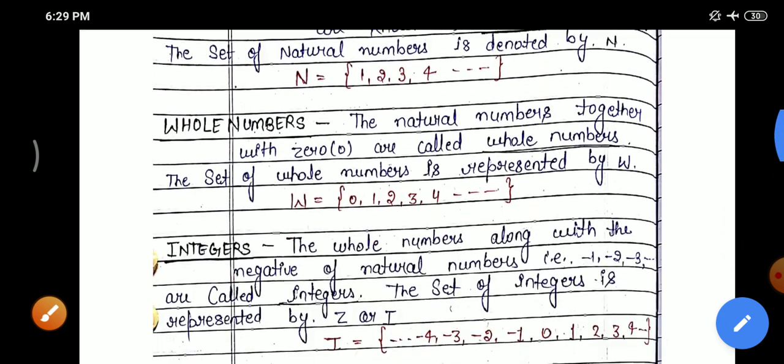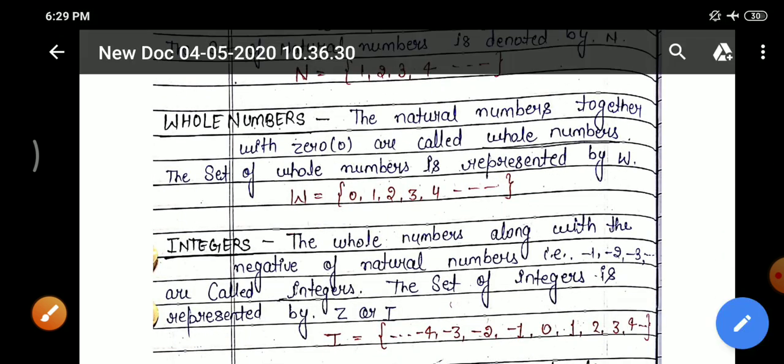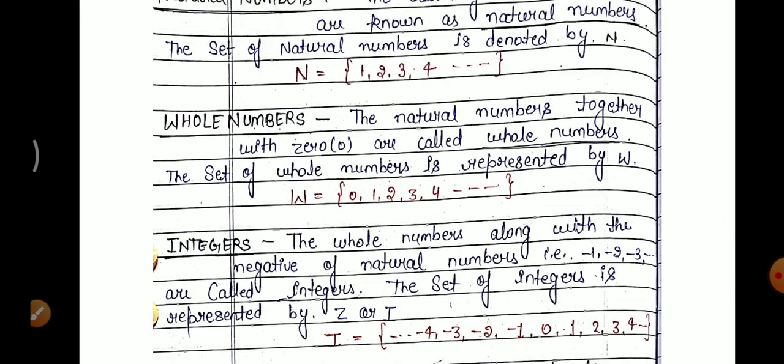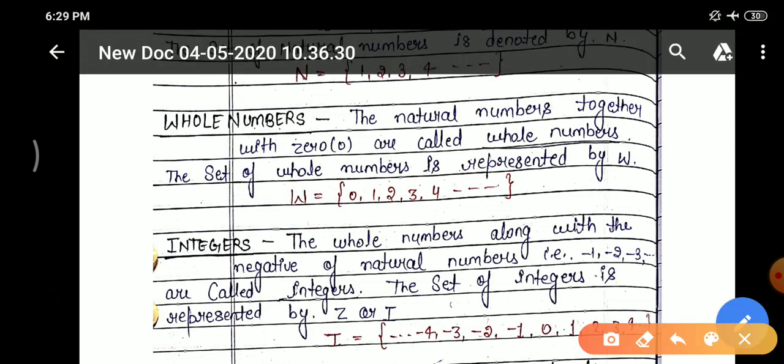Now the next is whole numbers. The natural numbers together with 0 are called whole numbers, and the set of whole numbers is denoted by capital W. These are the whole numbers. Clear students?